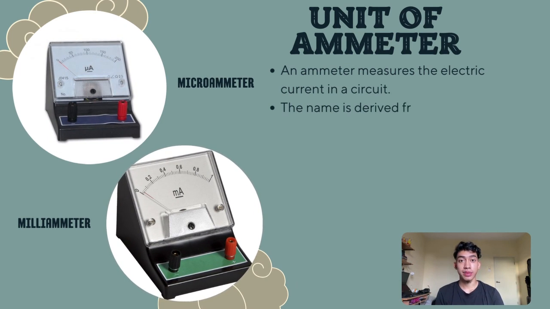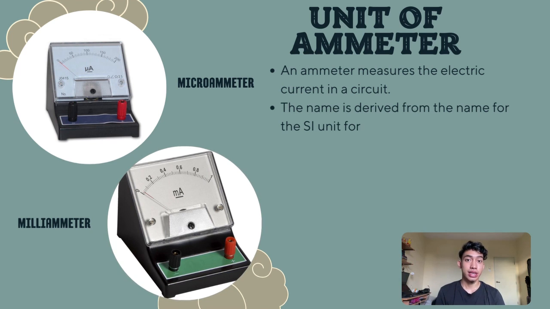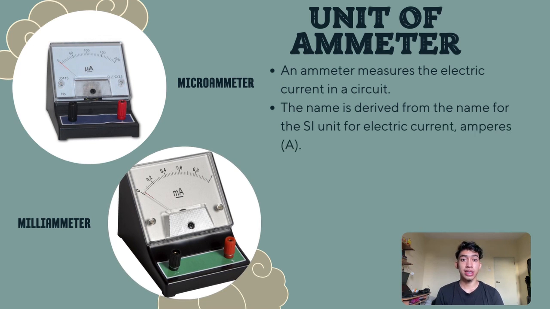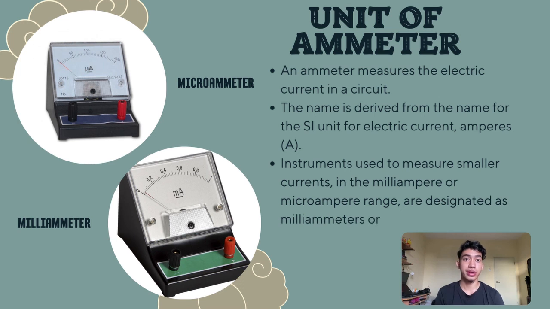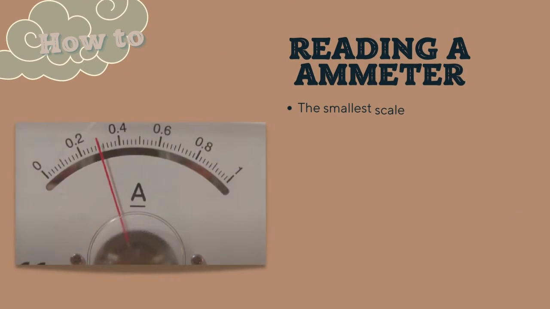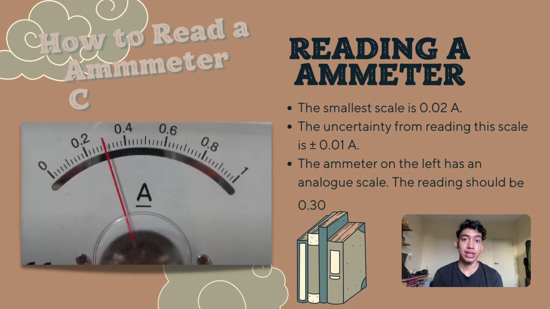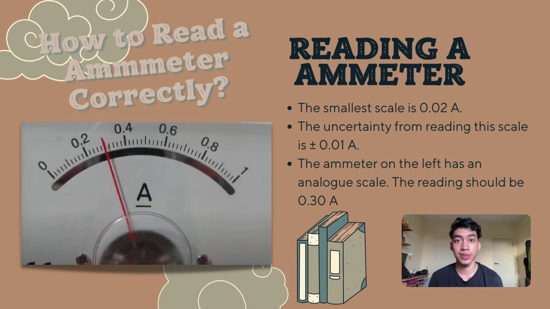Electric currents are measured in amperes, capital letter A, hence the name. The ammeter is usually connected in series with the circuit in which the current is to be measured. Instruments used to measure smaller currents in the milliampere or microampere range are designed as milliammeters and microammeters. Smaller scale is 0.02 ampere. The uncertainty from reading the scale is plus minus 0.01 ampere. The ammeter on the left has an analog scale. The reading should be 0.30.